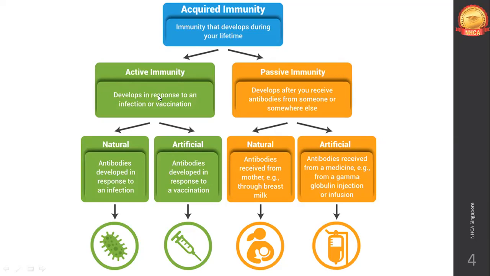Active, your body has to make. Your body has to make the antibodies only when the infection happens or you get vaccinated. Only then the body can make antibodies, either through natural ways or artificial ways. In passive, it is passed on to you. Somebody else's immunoglobulins are passed on to you, somebody else's antibodies are passed on to you. That is passive immunity.